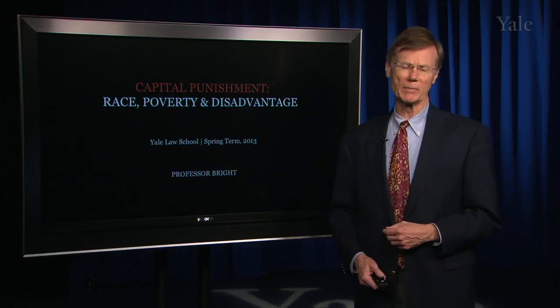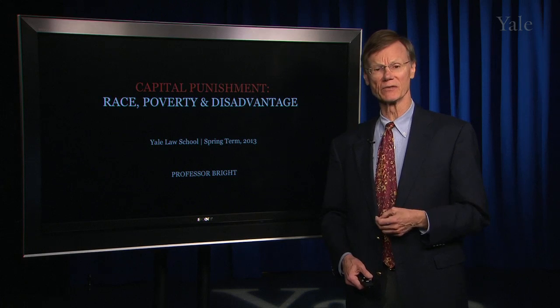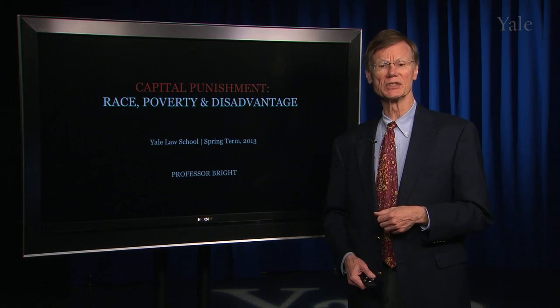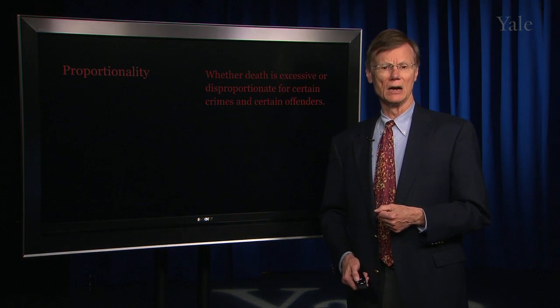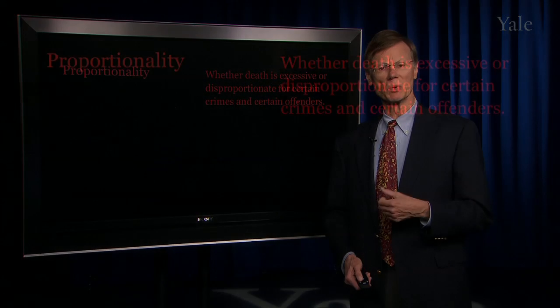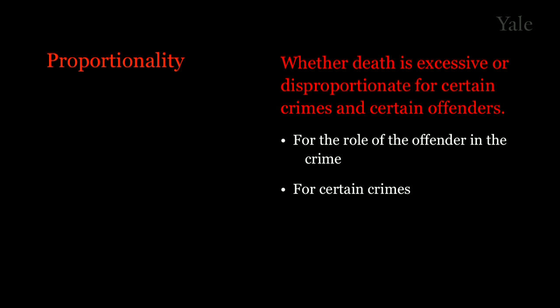Once the Supreme Court had upheld the death penalty in 1976 in the three cases, Gregg versus Georgia, Proffitt versus Florida, and Jurek versus Texas, there were still a number of issues remaining for the court to decide. One of those was proportionality. What crimes did the death penalty apply to? What about the role of the offender in the crime, the role that a person played where several people were involved?